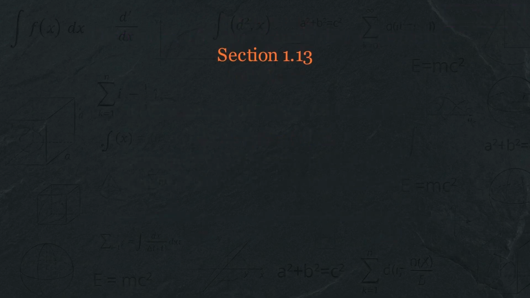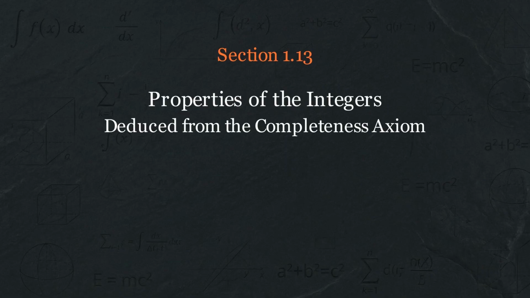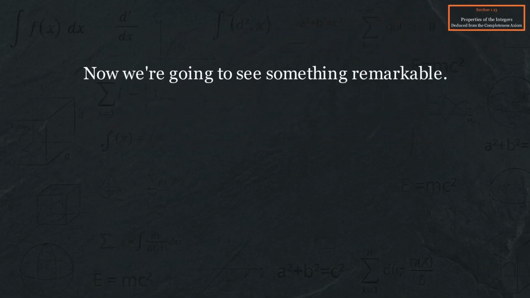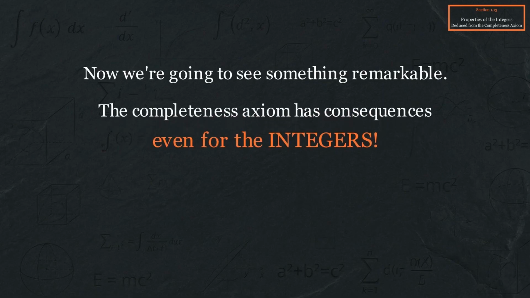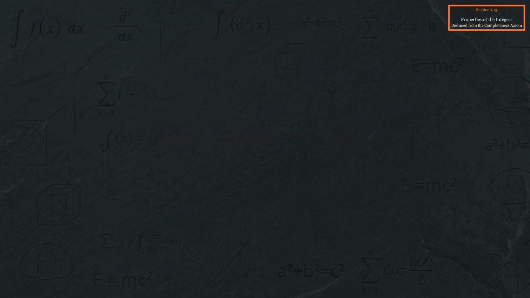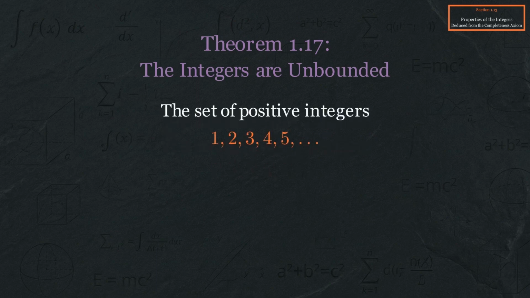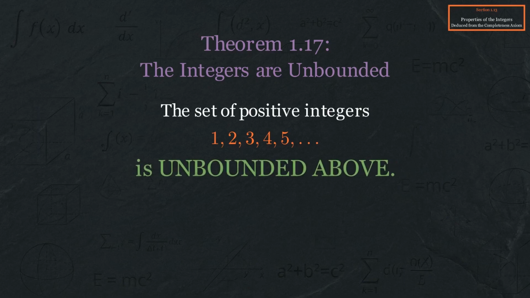Section 1.13. Properties of the integers deduced from the completeness axiom. Now we're going to see something remarkable. The completeness axiom has consequences even for the integers. Theorem 1.17. The integers are unbounded. The set of positive integers, 1, 2, 3, and so on, is unbounded above.